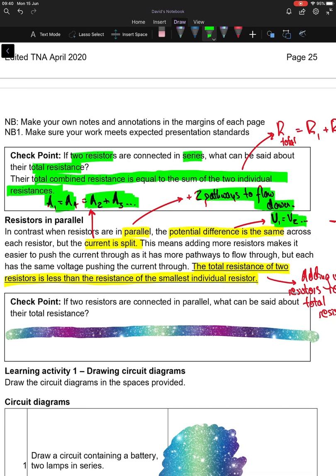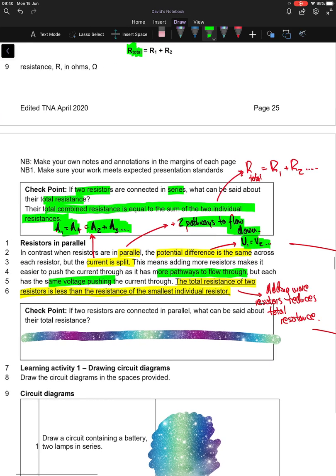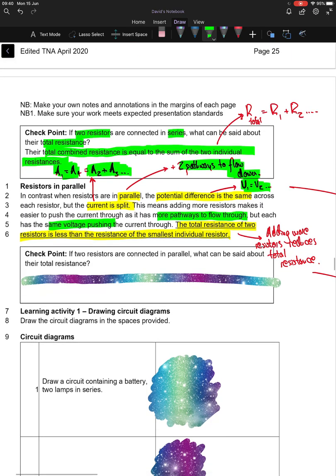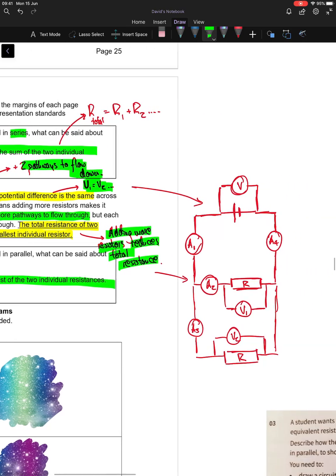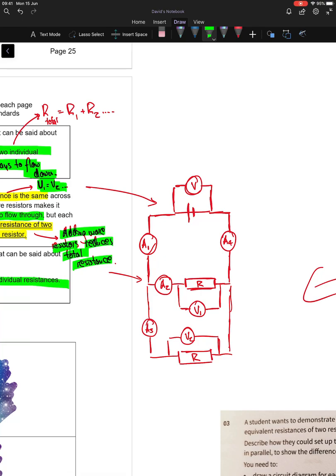This means adding more resistors makes it easier to push the current through, as there are more pathways for it to flow down, but each has the same voltage pushing the current through it. So the total resistance of two resistors is less than the resistance of the smallest individual resistor. Now that can be confusing. So in a nutshell, in a parallel circuit, if you add more resistors, the total resistance of the circuit gets smaller, reduces. And that's what this checkpoint question is about. If two resistors connect in parallel, what can be said about their total resistance? The total resistance is less than the smallest of the two individual resistances.